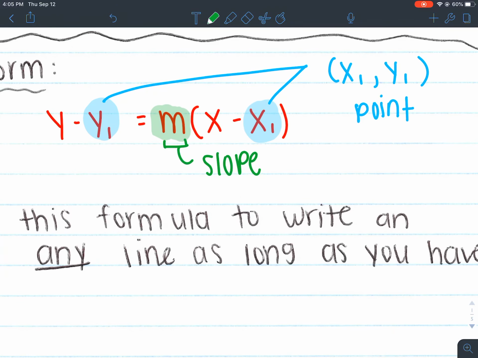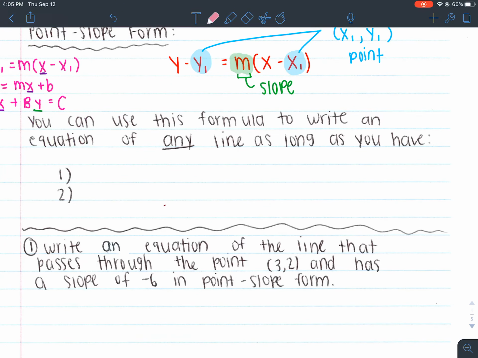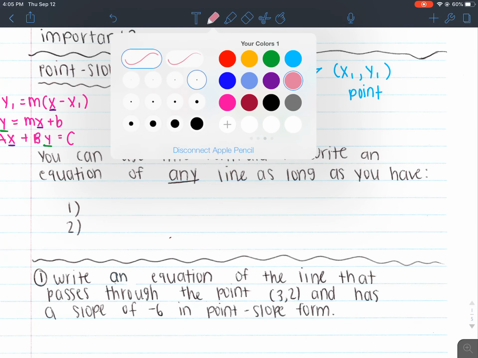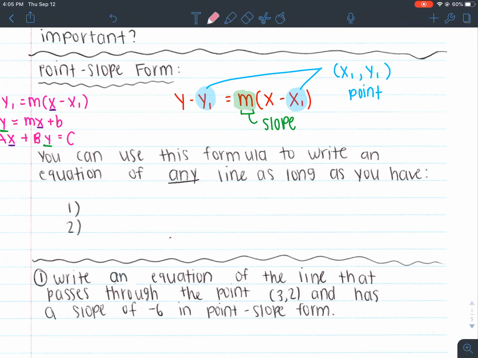When I'm using point-slope form here, let me use a different color. This y and this x are never going to have anything plugged in for them, because we need those in our equation so that we can put in an input and get an output. The only times we're plugging in numbers is for the y1, the m, and the x1. You can use this formula to write an equation of any line as long as you have 2 things. This form is called point-slope form, so in order to use this formula to create any line, I need a point and a slope, hence the name point-slope form. Not only can I have a point, I can have any point.